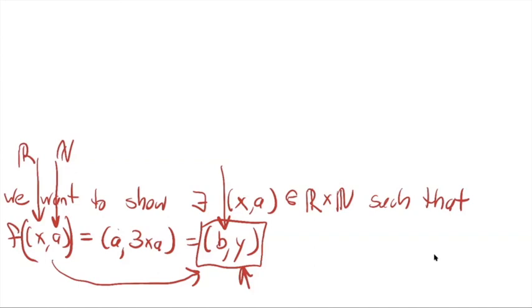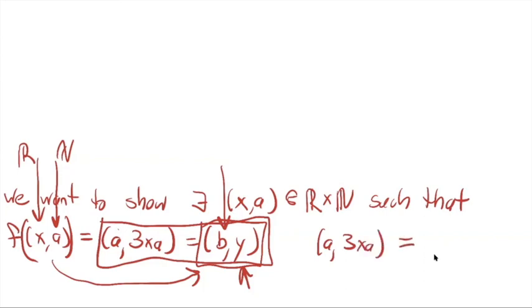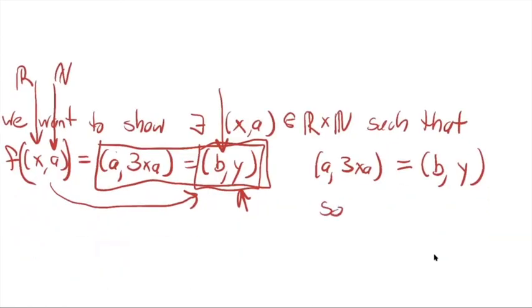So you've got an equation, right, that we need to solve. If I plug (x, a) into this function, what we get is (a, 3xa). And so I want this to equal (b, y). And so what we need to do is solve for x and a. We want to find out what would be the coordinates that need to go in order to get (b, y) out.